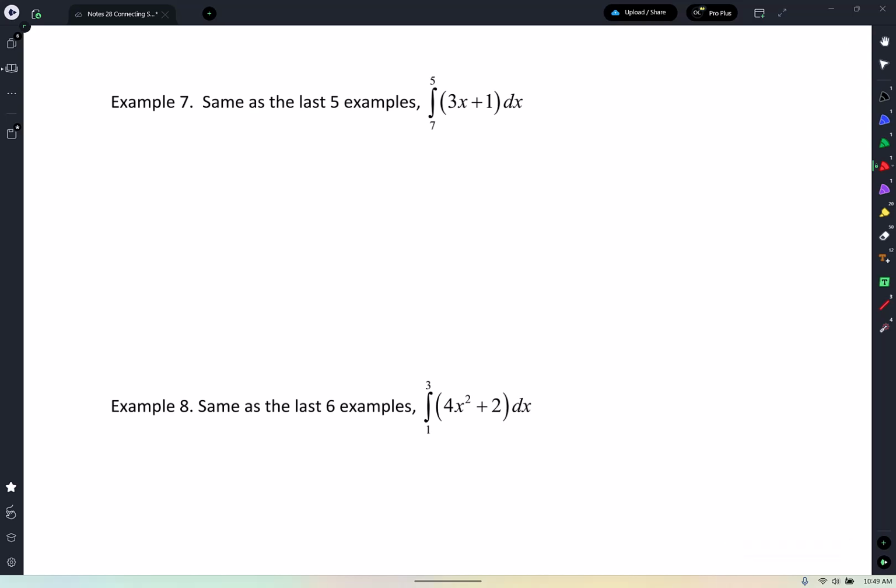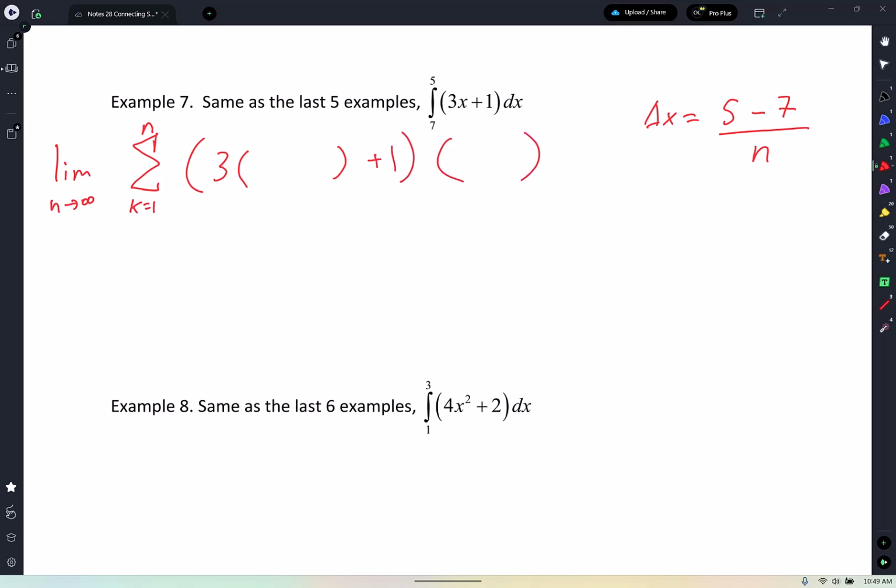Oh, this one goes backwards. That's fine. Not a big deal. Delta x equals upper minus lower. So I'm going to go 5 minus 7 over n. Yeah, I know. I went out of order. I should have done my limit here. Limit n approaches infinity of sigma from k equals 1 to n, parenthesis 3, open parenthesis, close parenthesis. I'm going to put something in there. Plus 1, close, times your delta x, open, close. So it looks like I already have my delta x. It is negative 2 over n. Negative 2 over n.